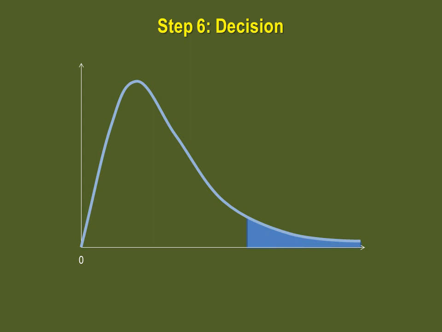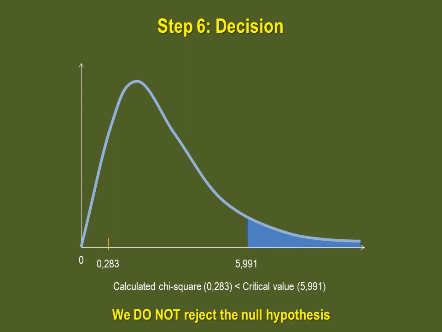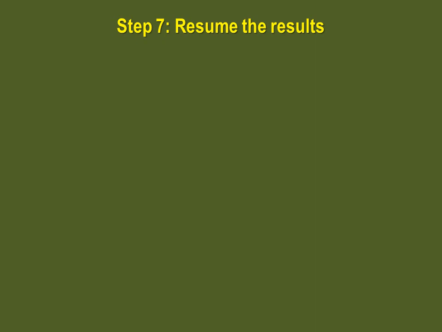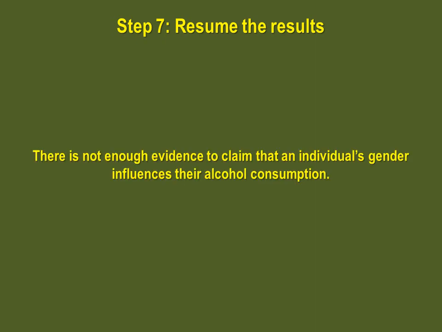Step 6 is to take the statistical decision. Recall that the critical chi-square value was 5.991. Our calculated value was 0.283, so it falls approximately here. As you can see, we are very far from the area of rejection. As such, we do not reject the null hypothesis. Step 7 is to summarize the results, so you can state that there is not enough evidence to claim that an individual's gender influences their alcohol consumption.